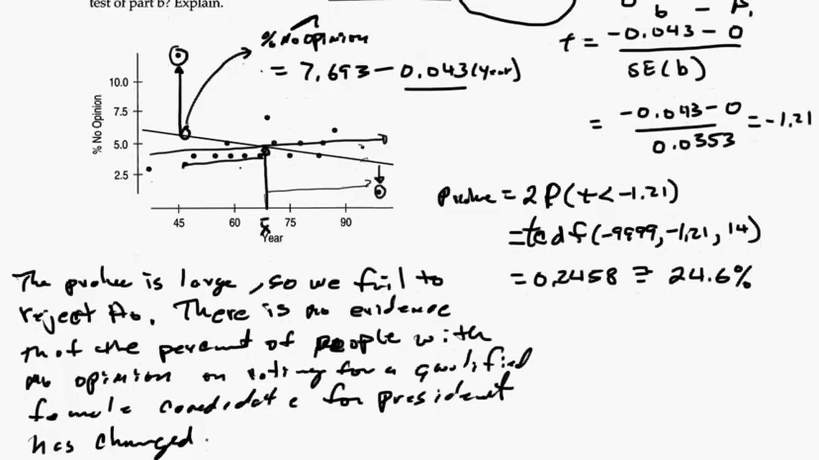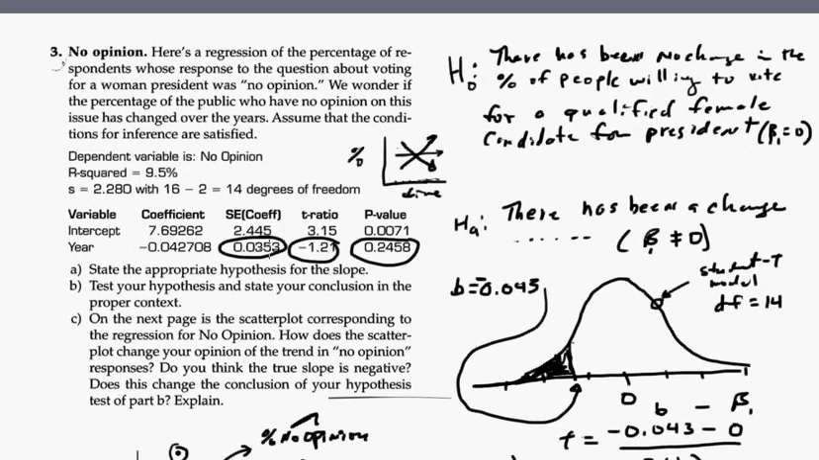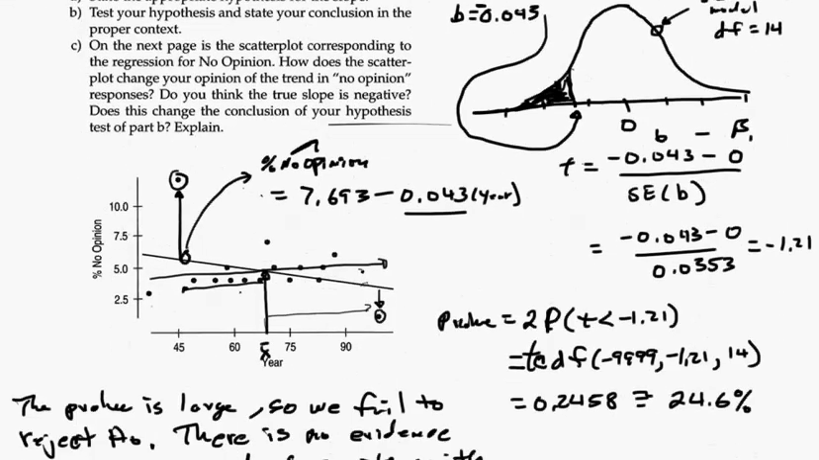Okay, so that's how you do this. Again, we're doing a hypothesis test of slopes, and we're using the computer printout to do the bulk of the work for us. What we're doing is thinking.